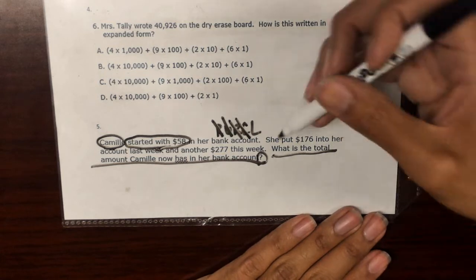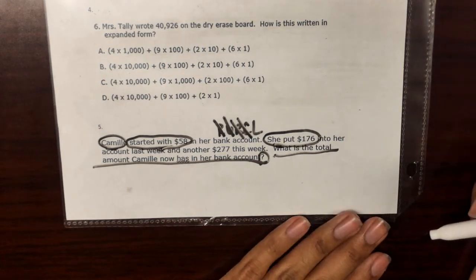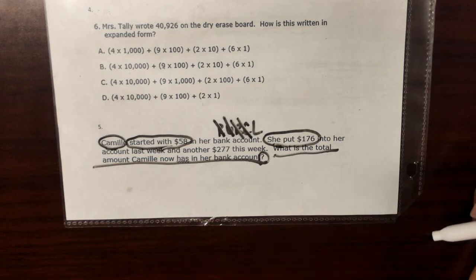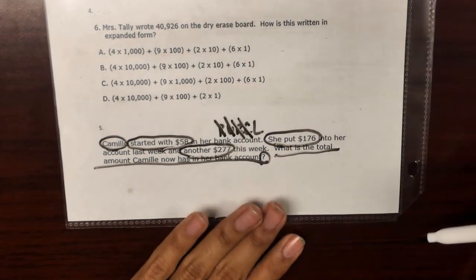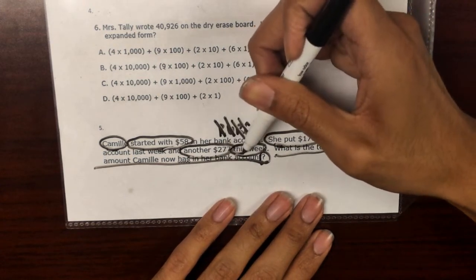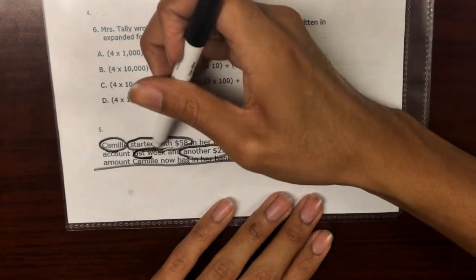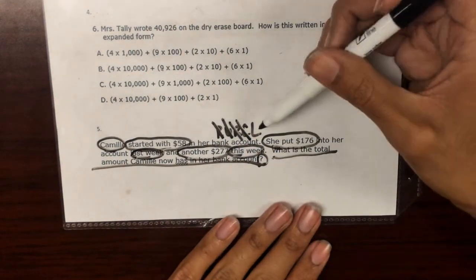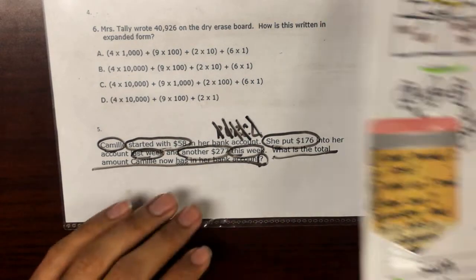Then I know that she put $176 into her account last week. And I know that she put another $277 in this week. Let me just go ahead and circle that the 277 is for this week and the 176 is for last week. So now we can cross out the L. And what is the first thing I should do?